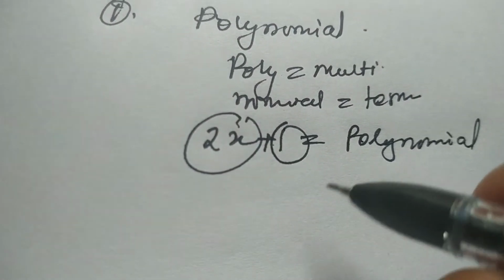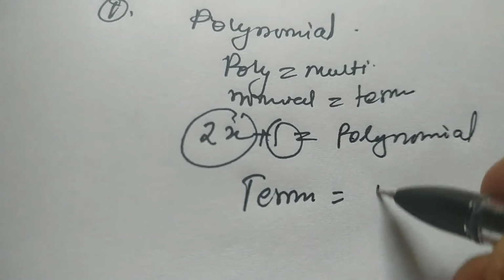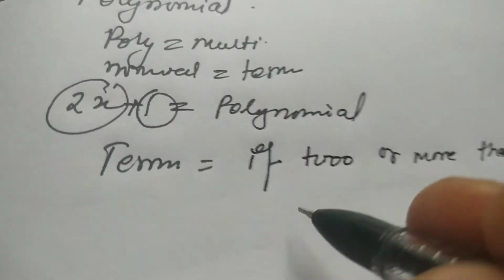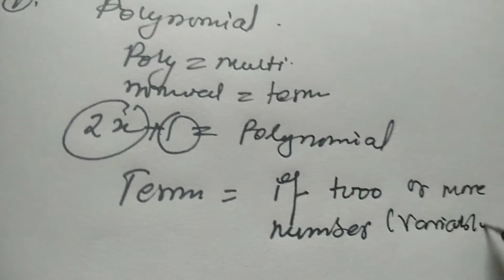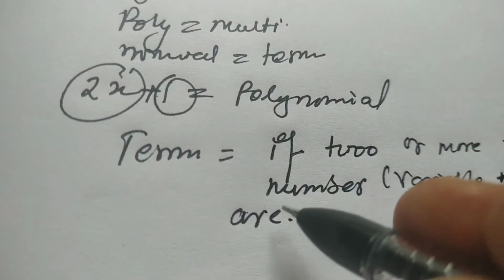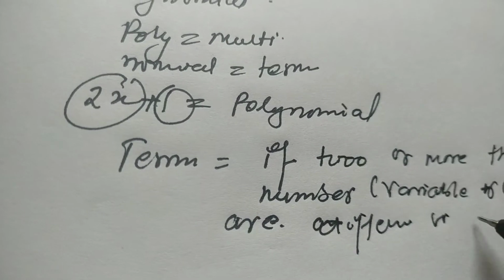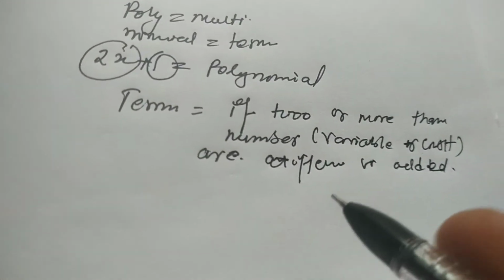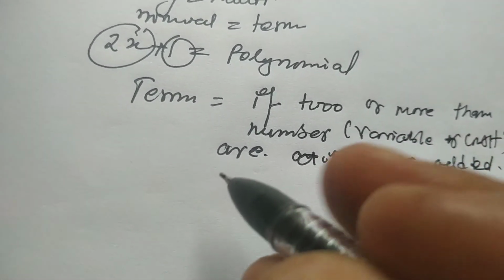Before that, we will discuss the term. If two or more numbers, whether a variable or a constant, are separated or added, then the numbers which are separated by a plus or minus sign are called terms.